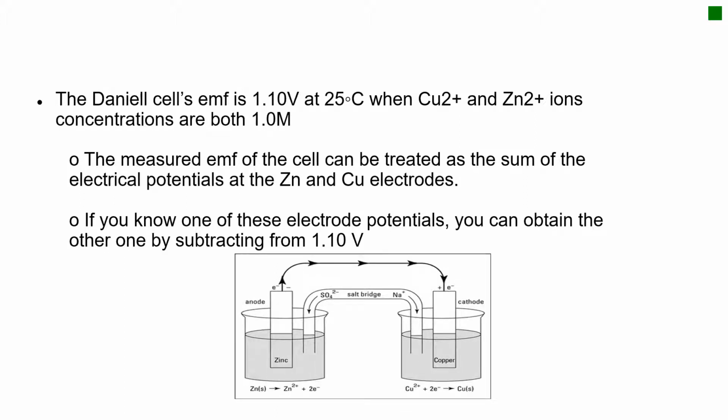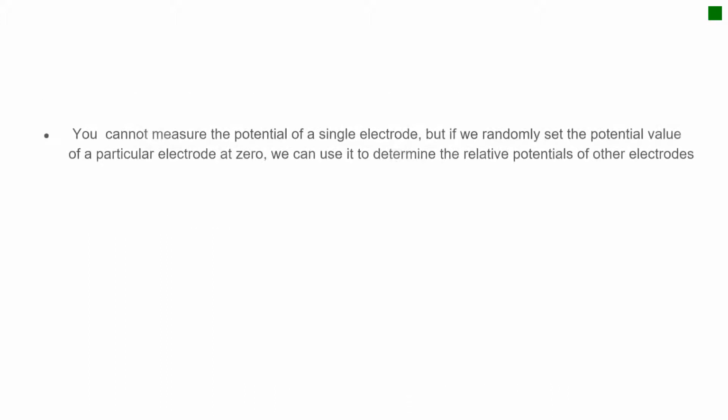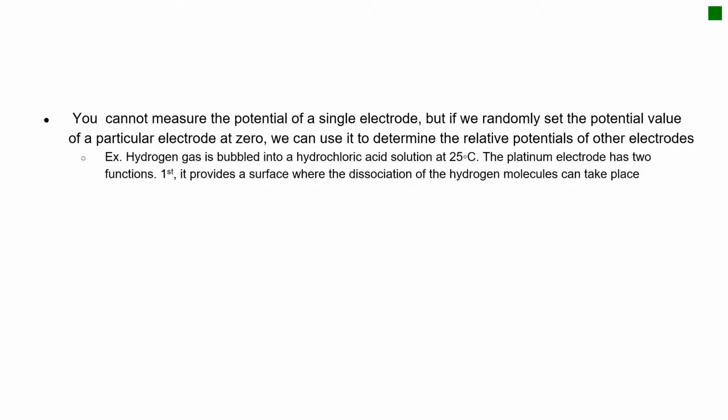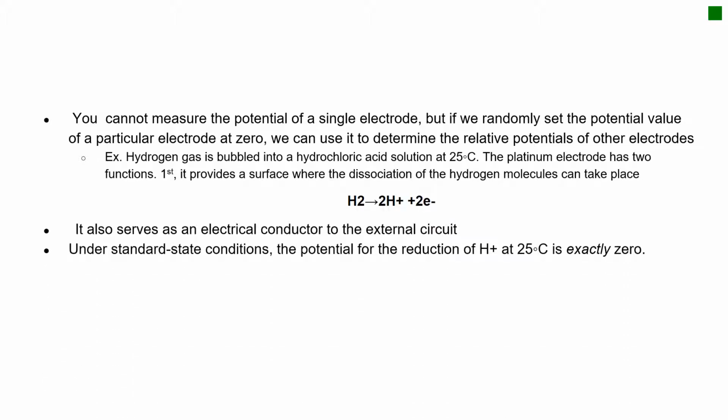And here's a picture of the cell with the salt bridge. You cannot measure the potential of a single electrode, but if you randomly set the value of a particular electrode at 0, then you can use it to determine the potentials of the other electrodes. For example, hydrogen gas is bubbled into a hydrochloric acid solution at 25 degrees Celsius, and the platinum electrode has two functions. First, it provides a surface where the dissociation of the hydrogen molecules can take place. Here it is, and it also serves as an electrical conductor to the external circuit.